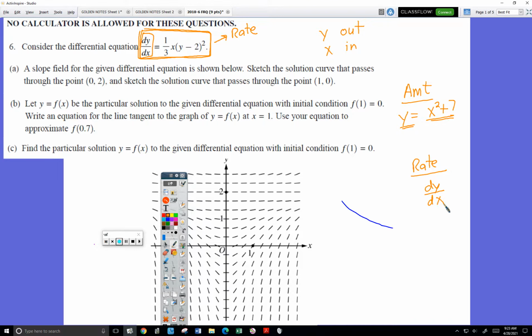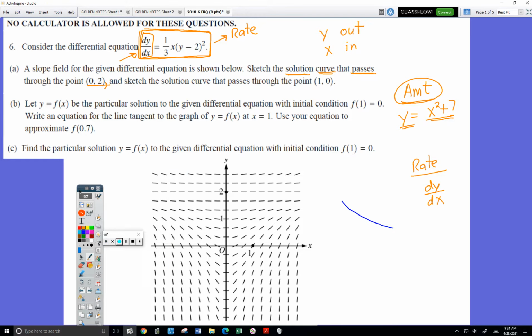A slope field for the given differential equation. So a slope field created using this is shown below. Sketch the solution curve. That means sketch the curve for the amount. The solution to a differential equation is the amount equation. So we want to sketch the amount equation if the amount equation passes through this point. There's a comma, so you should stop.